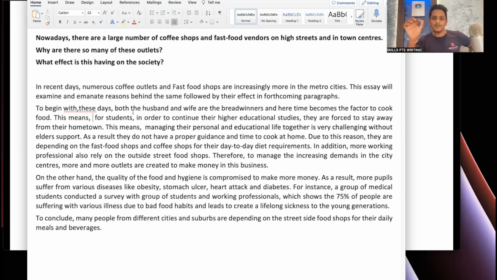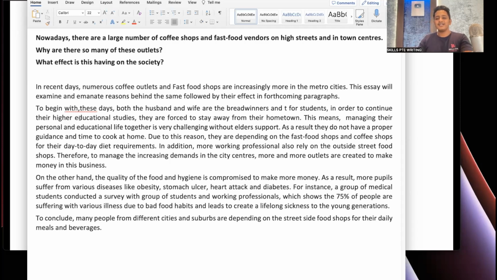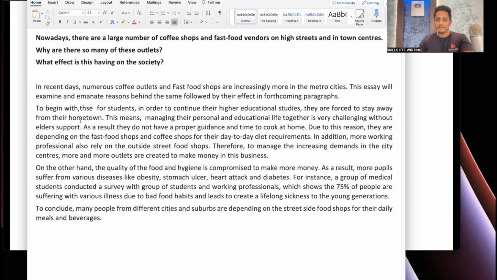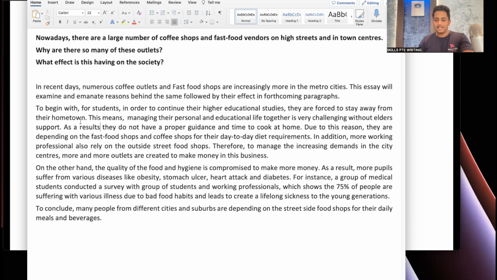Answer to the point. Main idea, supporting idea and example. Here it is not fitting in. Correct, right? This is not a great idea, but yes, it could have been written better. So I've changed that: as a result, they do not have proper guidance, and time to cook at home. Due to this reason, they are depending on the fast food shops and coffee shops. This is fine to some extent. Now, the person wrote a second idea. Now, whatever second idea you write should have a structure. Main idea, supporting idea, example. More working professionals also rely on the outside street food shops. So why, boss?